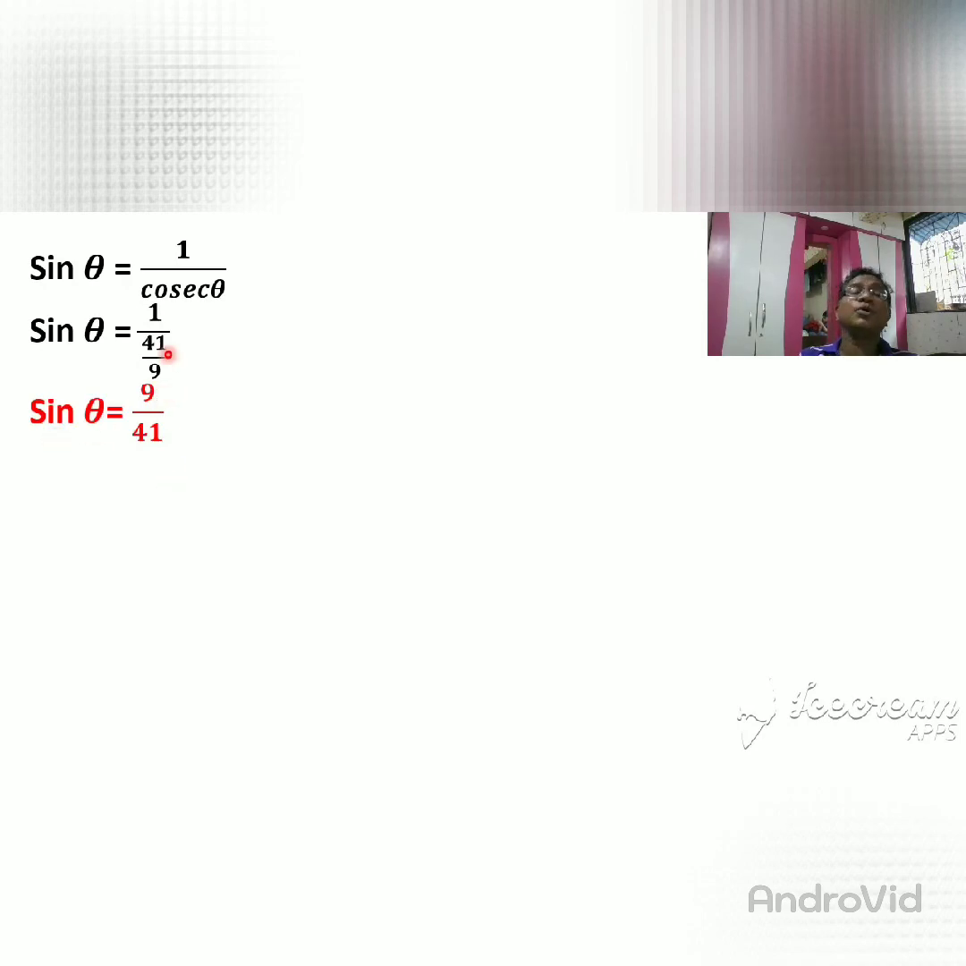Anyone doubts? Because when it is divided, we can do the opposite, multiplication. So 1 upon 1 into 9 upon 41. 9 ones are 9, 41 ones are 41. So sin theta is equal to 9 upon 41. Anyone doubts? Then cosec theta is equal to 41 upon 9, and sin theta is equal to 9 upon 41.